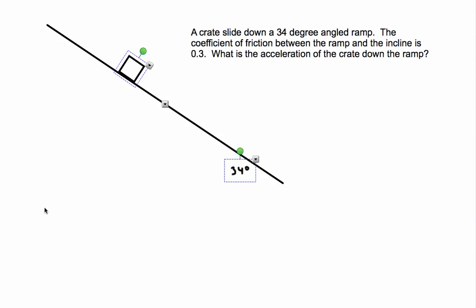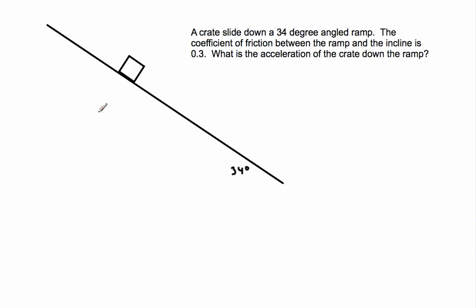So here's the situation we're going to work with. We've got a crate sliding down an incline or a ramp where the ramp is inclined at 34 degrees and the coefficient of friction, the roughness factor between the crate and the ramp, is 0.3. All right, well, I'm going to decide this is a forces problem because we want to know about the acceleration, which could be either motion or force, but what we're given is information about friction, and so that's more likely a forces problem.